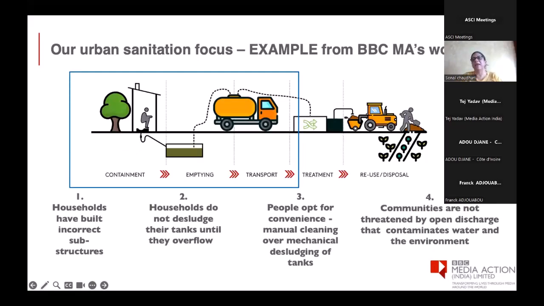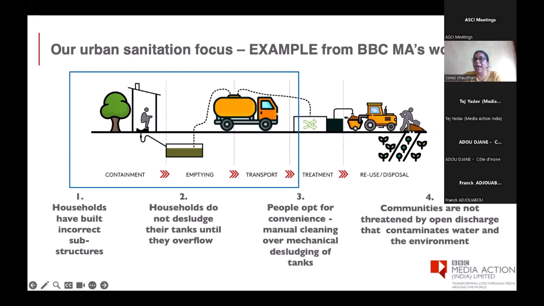Okay, so this is the sanitation value chain, which all of us are very familiar with. When we started working on our sanitation portfolio, it was important for us to first understand what the barriers and triggers may be in the safe sanitation practices among citizens, especially considering that no one cares or knows about what happens to shit after they flush it.